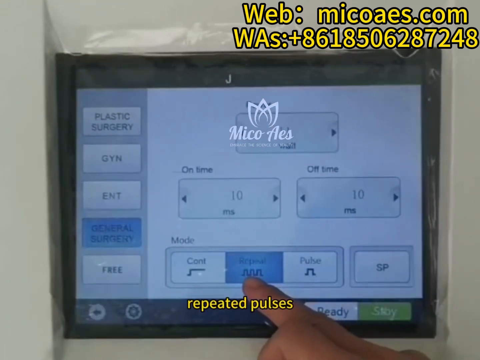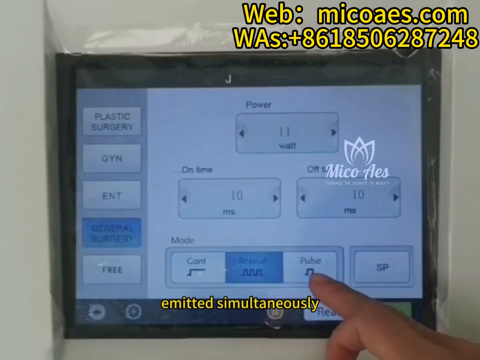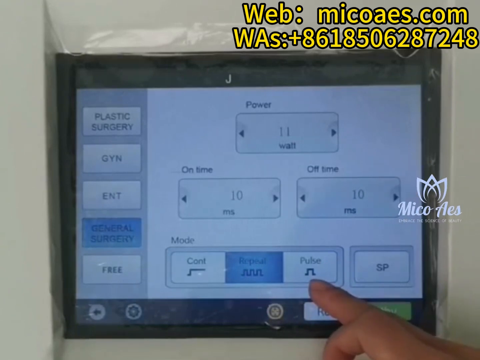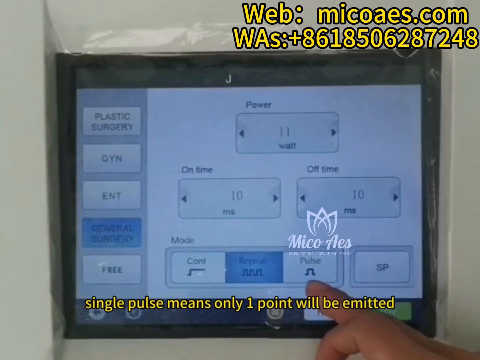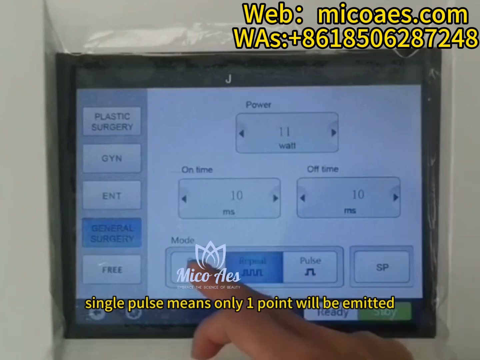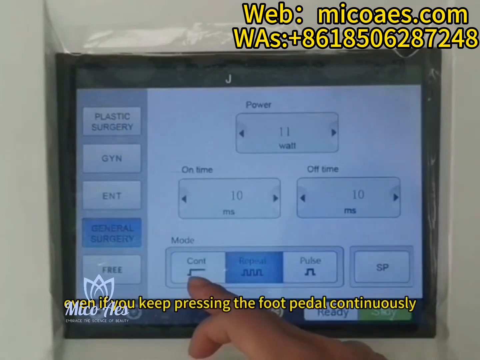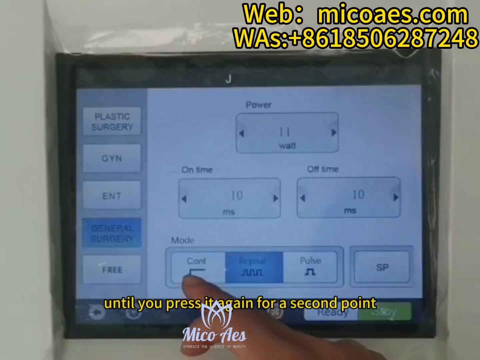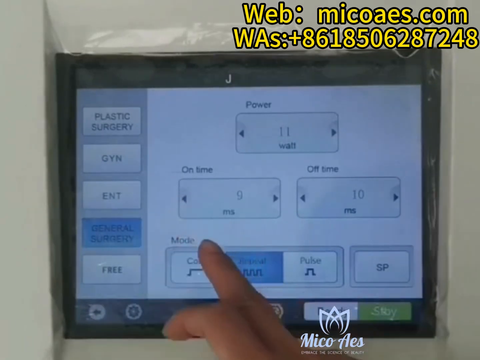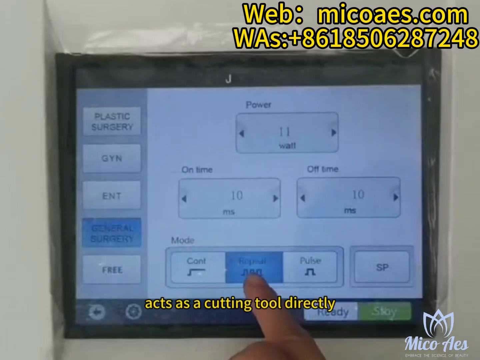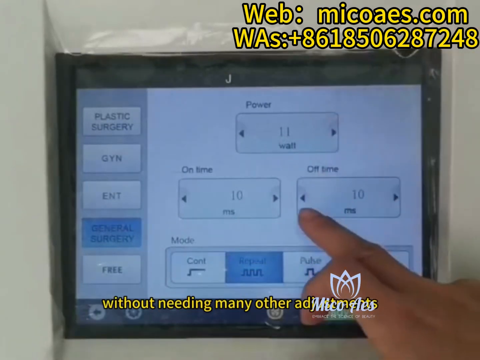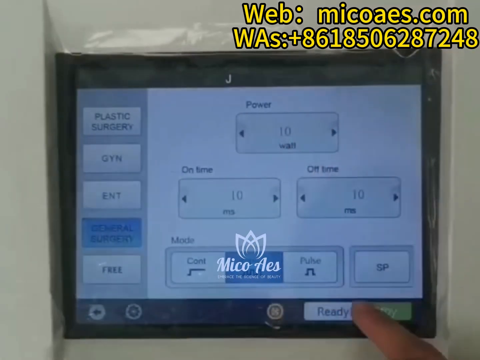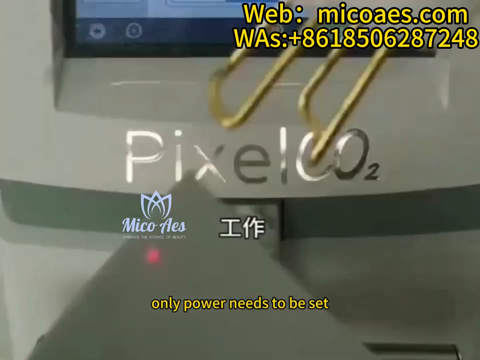Repeated pulses. This means multiple points will be emitted simultaneously. In contrast, single pulse means only one point will be emitted. Even if you keep pressing the foot pedal continuously, only one point will appear until you press it again for a second point. Continuous pulses refer to when it acts as a cutting tool directly without needing many other adjustments. Only power needs to be set.